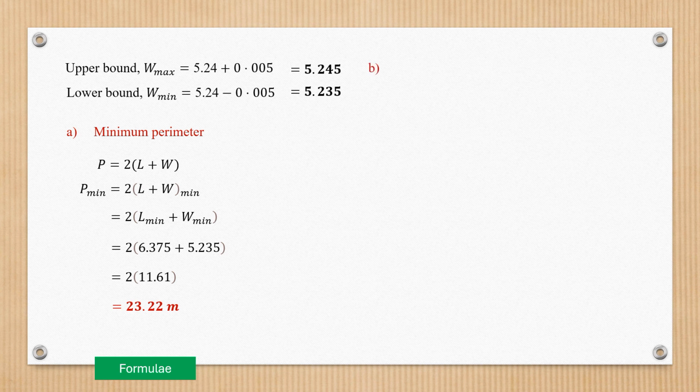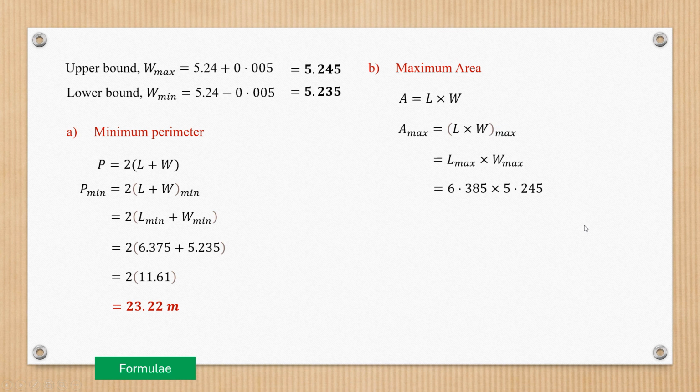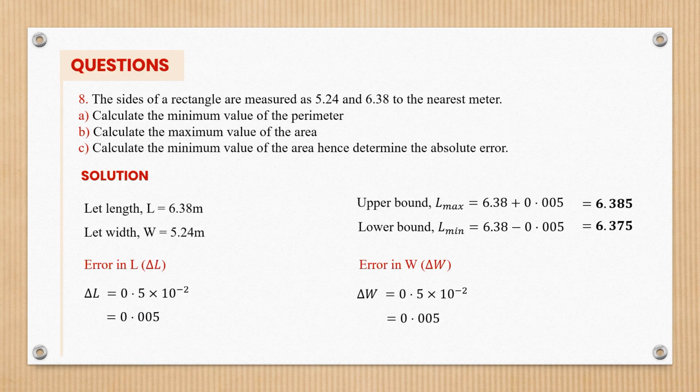Now for part B, we're being told to find the maximum value of the area. Now remember that area is length times width. Then when we're dealing with product and we're finding the maximum, L times W, we shall have L max times W max, which shall be 6.385 times 5.245, of which I have 33.489325 meters squared.